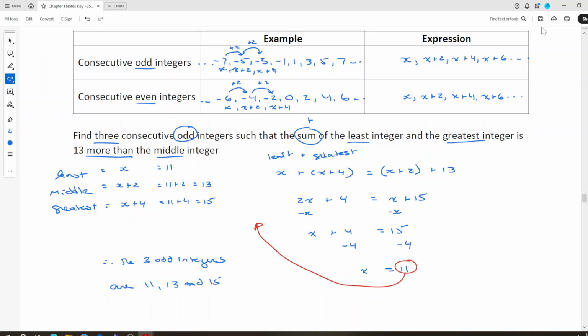Awesome. That's the end of word problems. So there's three types: totals, angles, and consecutive.